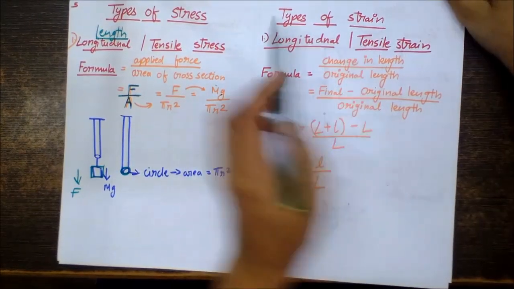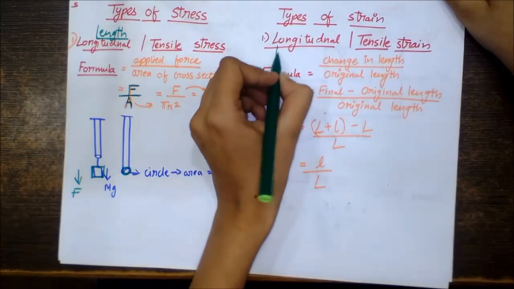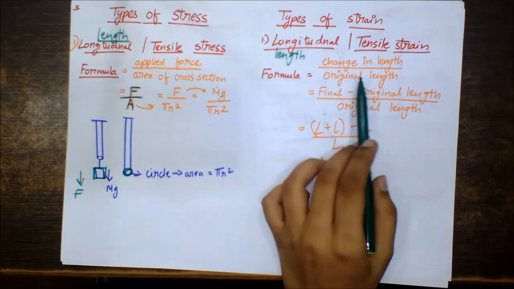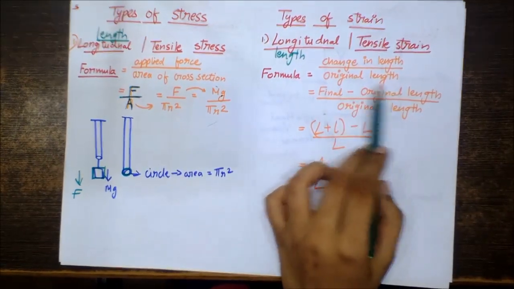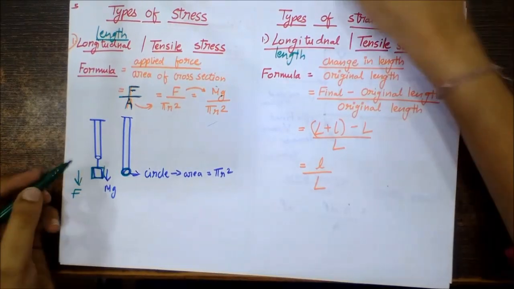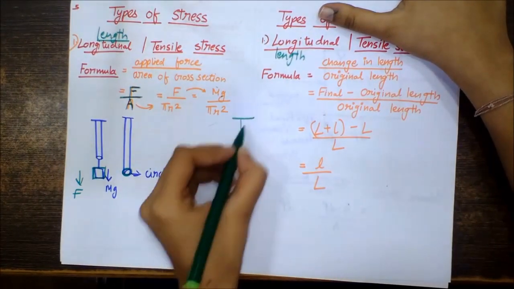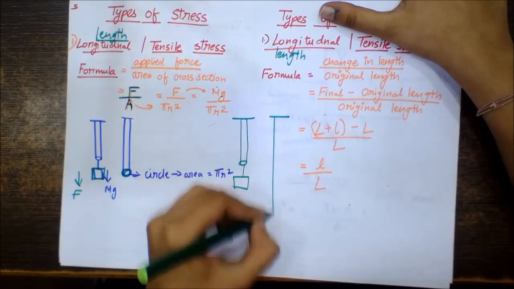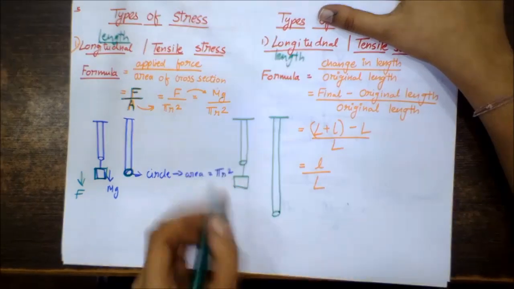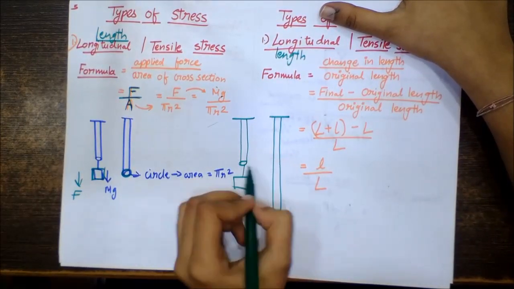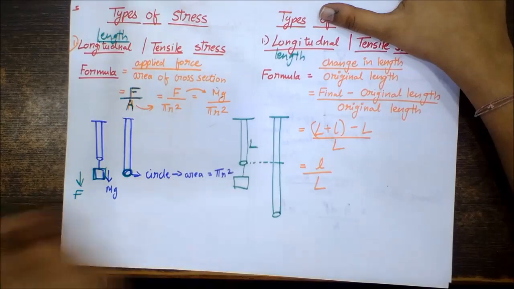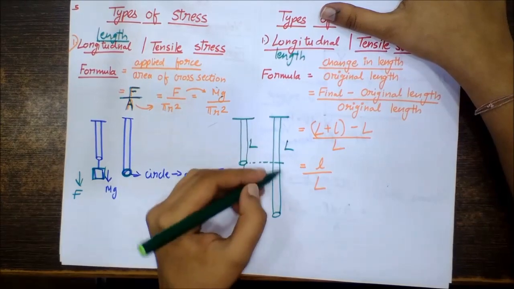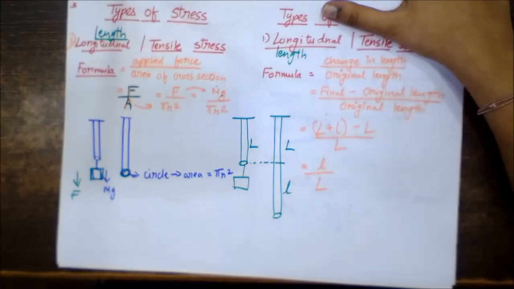What is strain? Again, when we talk longitudinal, we'll talk about the length. So the formula will be change in length upon the original length. Now what do you mean by change in length? Suppose this is my original rod, and this is my changed rod, that is my change in the length. If this is my original rod, let's say the length is L, over here also this much the length will be L, and this extra length will be small l.